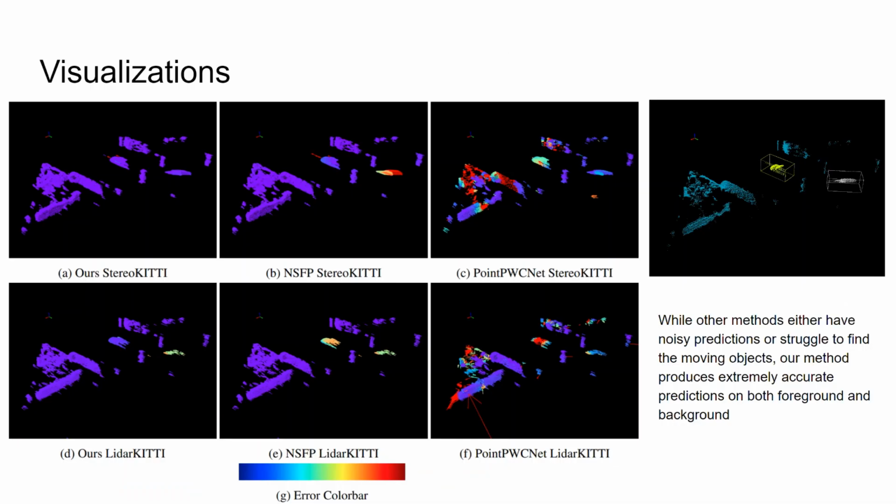Here we visualize our endpoint errors on a scene in KITTI against the other optimization methods. We also show the bounding boxes generated from our method. While other methods either have noisy predictions or struggle to find moving objects, our method produces extremely accurate predictions in both the foreground and background, although we do miss an object in the latter setting.